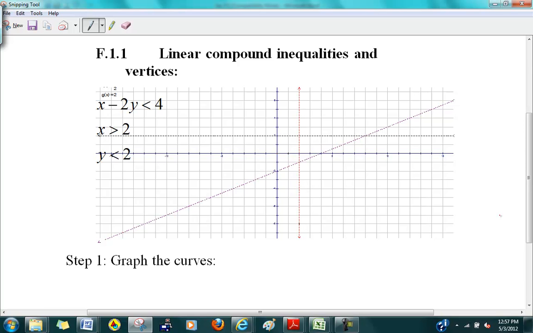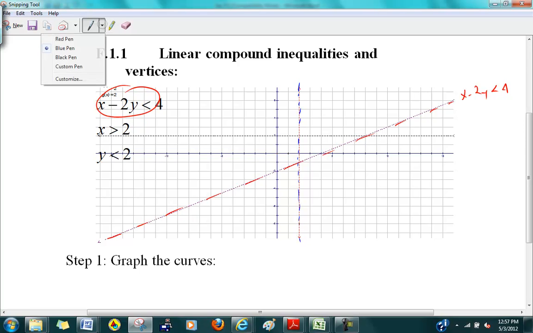All right, so you guys got the 3 lines down. Here's one of them, and I believe that corresponds to this guy. You might want to write down the equations next to those lines so I can see what they are and so you can see what they are. And then there's another one, x is greater than 2, so that's this one here. And then the third one is y is less than 2, so that's this one there.